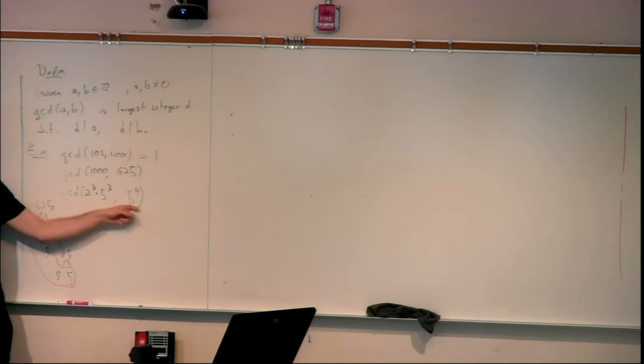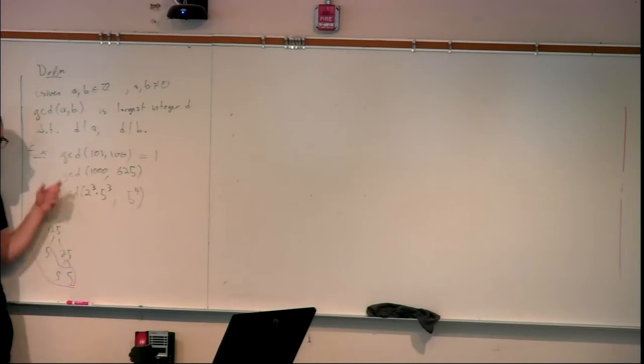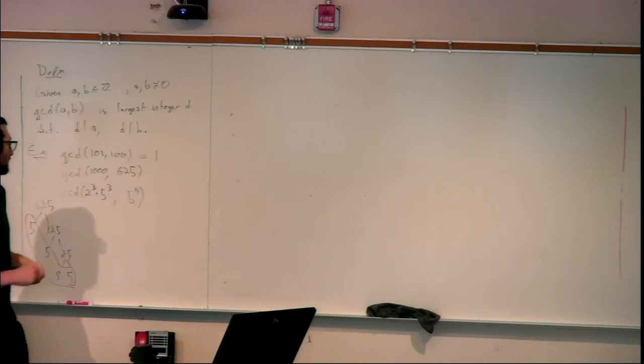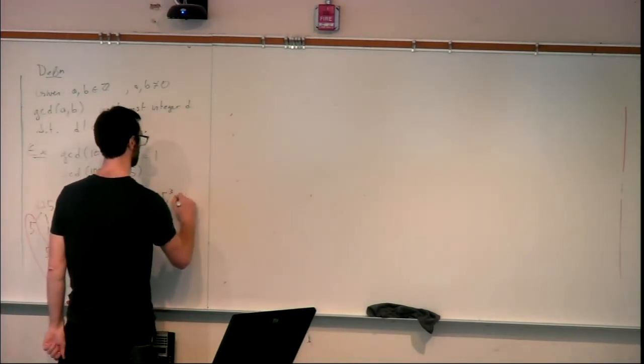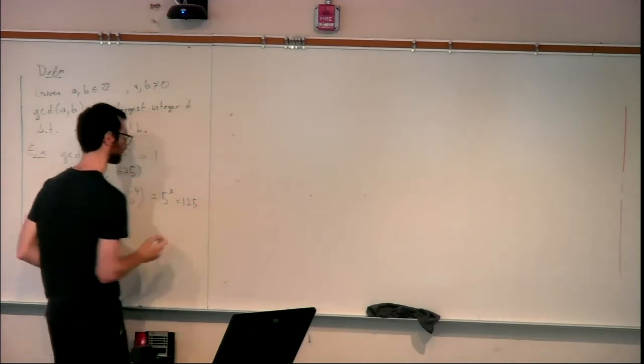Also, 5 cubed divides this number. 125 does indeed divide 625. So here I see pretty quickly that the GCD is equal to 5 cubed, which is equal to 125. Okay?